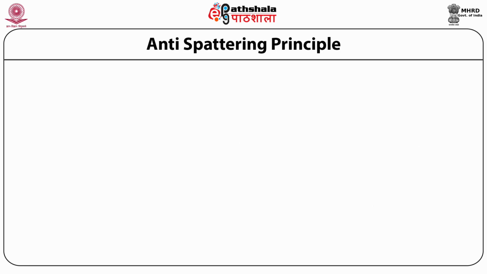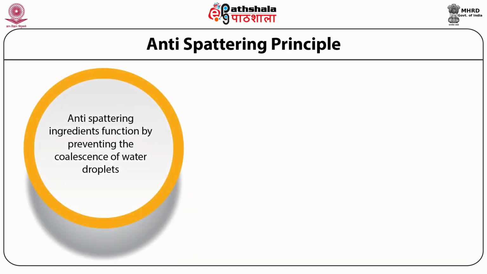Now how do these anti-spattering agents work? The principles, let us discuss. These anti-spattering ingredients function by preventing the coalescence of water droplets. So water droplets are separated. As a result, small spatters may come out. The large spatters that may cause larger injury and bigger problems are avoided.